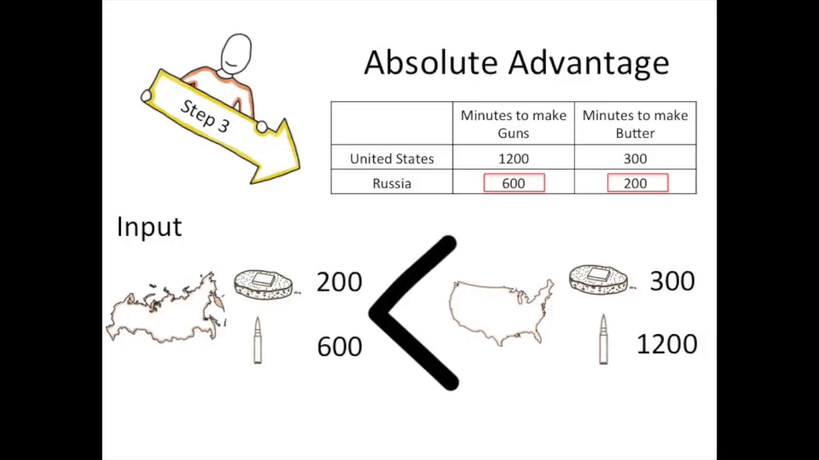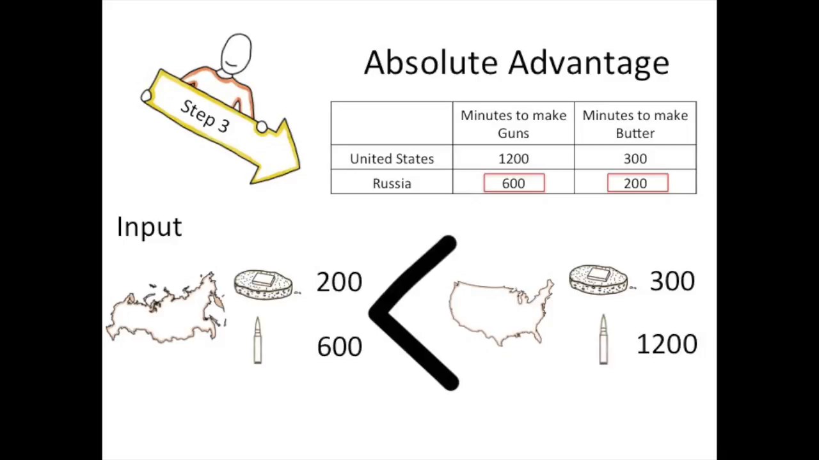What if the problem was an input problem? Would this change absolute advantage? The answer is yes. Notice that instead of the actual number of goods, this example is looking at the hours to make both guns and butter. In our example, Russia has the absolute advantage. Russia can make a gun in 600 minutes, and America can make a gun in 1,200 minutes. Russia is better because they are using fewer resources.